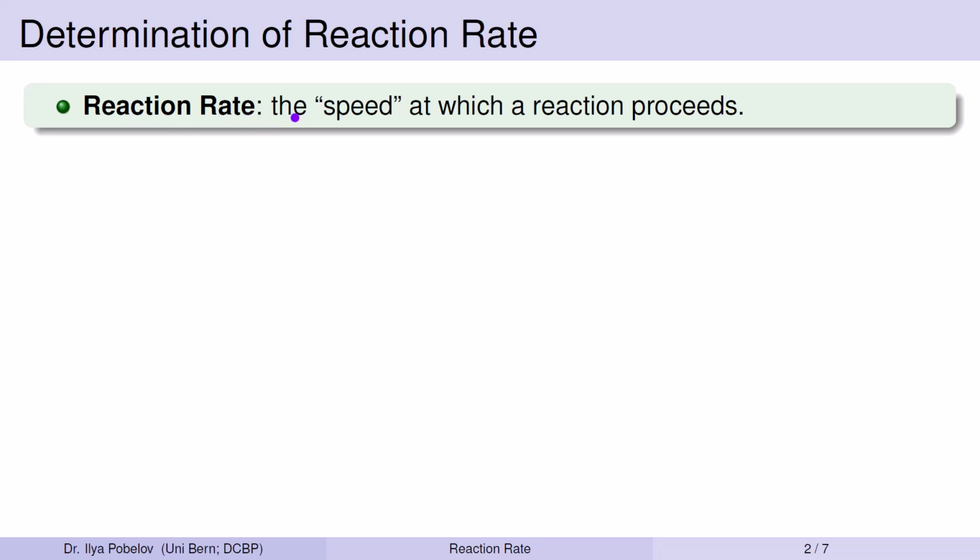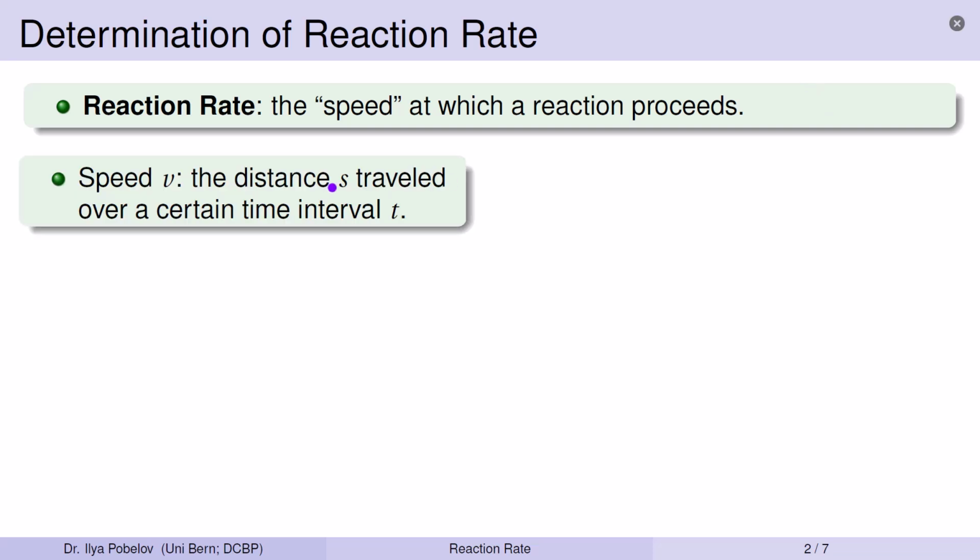Reaction rate is similar to speed in everyday terms, such as the speed of a bicycle or a car. In physics, speed is defined as the distance traveled over a certain time interval, typically measured in meters per second or kilometers per hour. If we denote distance by s and time by t, the average speed is given by the change in distance delta s over the change in time delta t.